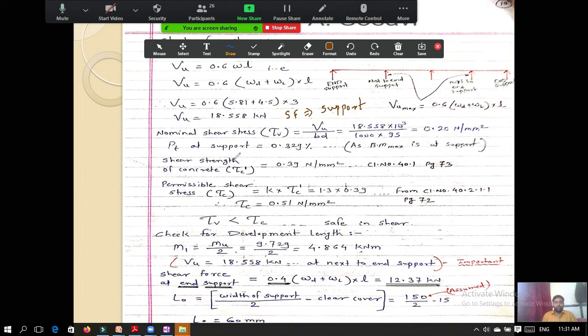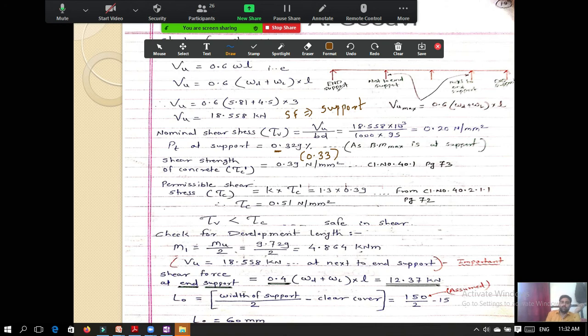At that point we have got this value of maximum shear force. So what is the percentage of steel at support? It is 0.329, which we have considered as 0.33. Do not divide the percentage of steel by 2. Why not? Because we have already calculated the bending moment at the support and the percentage of steel at the support.